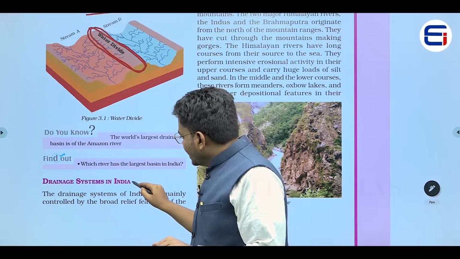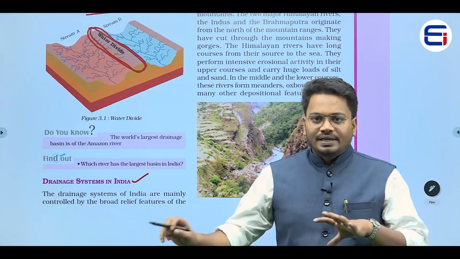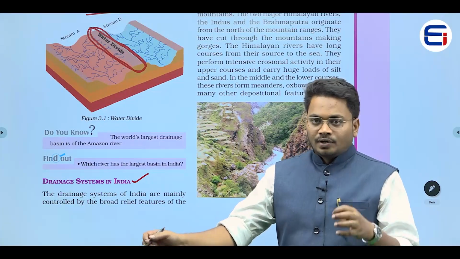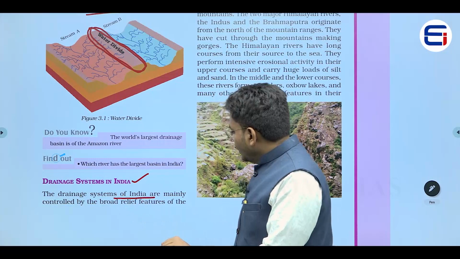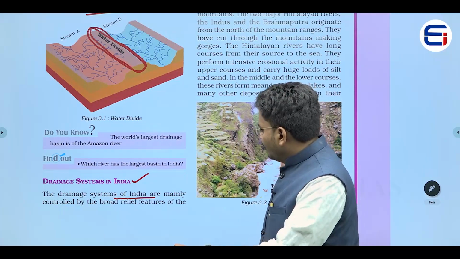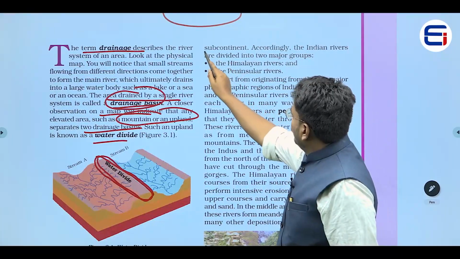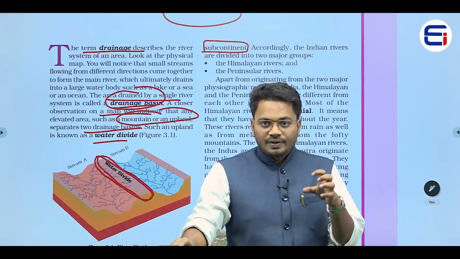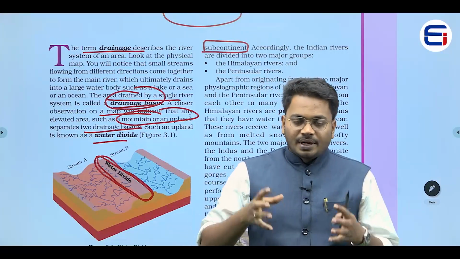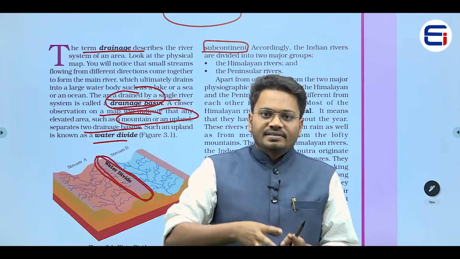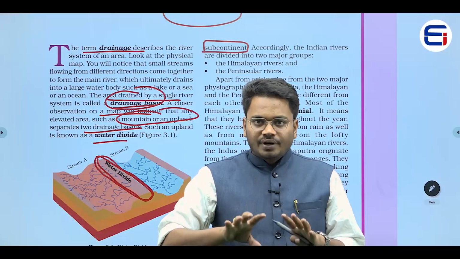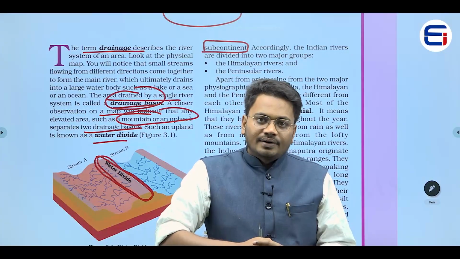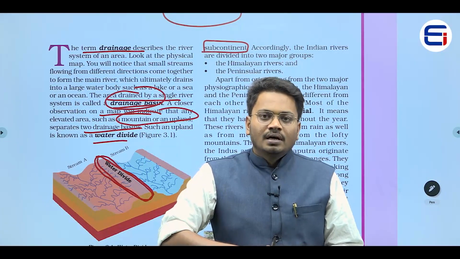Now we will be seeing the drainage system in India. So what is the condition of the drainage system that we have in India? We will be seeing it under this particular paragraph. The drainage systems of India are mainly controlled by broad relief features of the subcontinent. What does it mean? It means that the relief features or physiographical features which India has will determine the entire drainage system or entire riverine system present in our country, right.